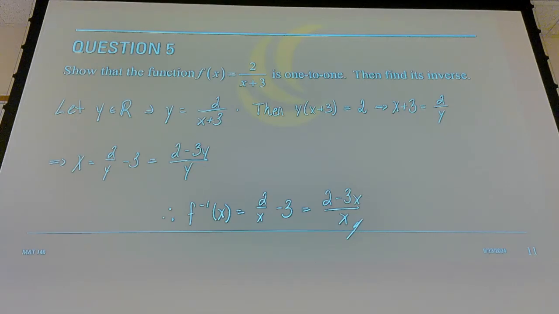And you can always check that you got the right inverse. Just plug it back into the original function and make sure you get x. If you don't, then you did something wrong. I would encourage you to check your test, unless you're just absolutely confident in your math.